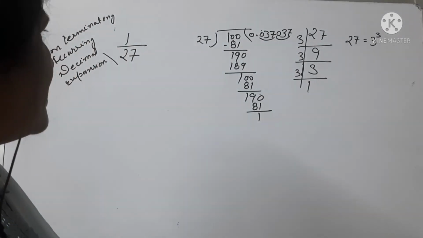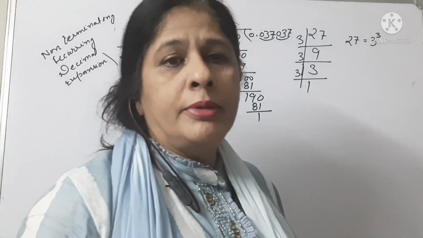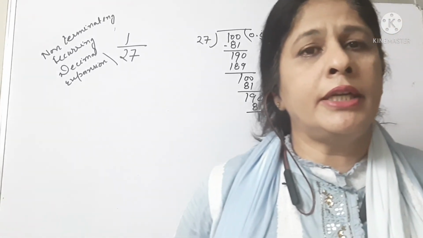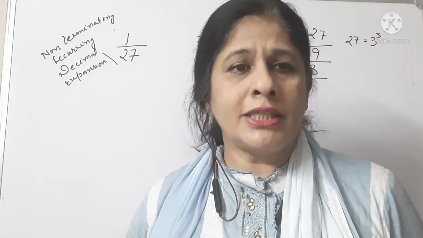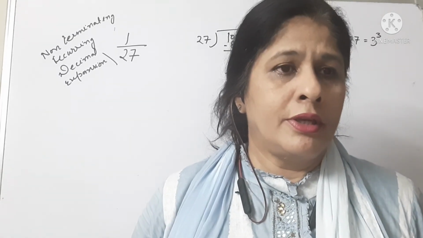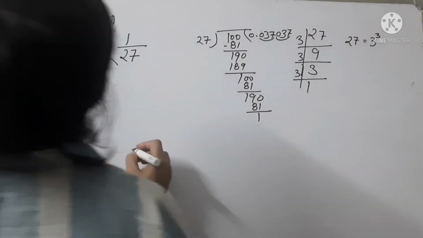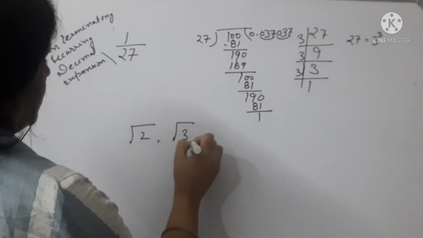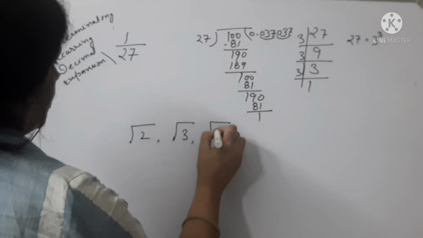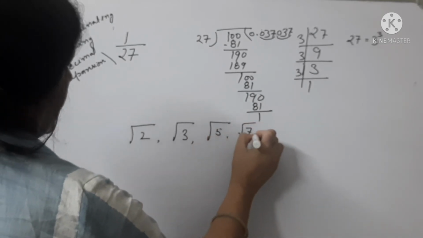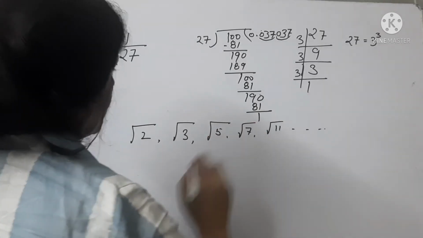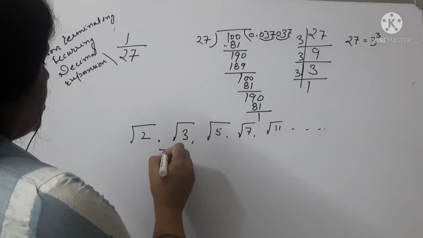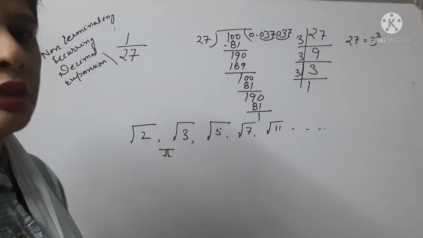Now the question arises, what are non-terminating non-recurring decimal expansions? Non-terminating non-recurring decimal expansions are irrational numbers. For example, all the roots of prime numbers: root 2, root 3, root 5, root 7, root 11 and so on, they are irrational numbers. Pi is also an example of irrational numbers.